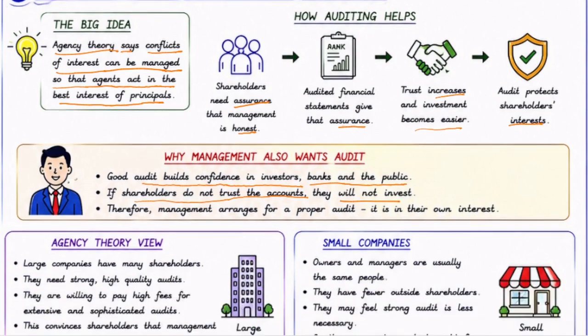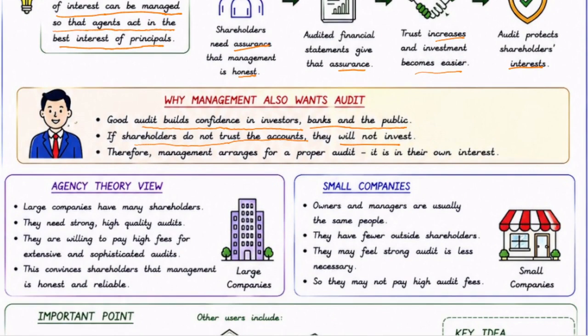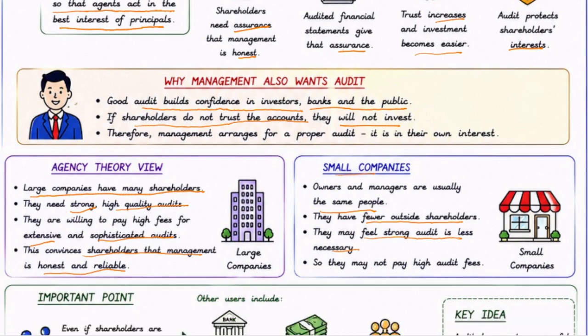So agency theory view: large companies have many shareholders. They need strong, high quality audits. They are willing to pay high fees for extensive and sophisticated audits. This convinces shareholders that management is honest and reliable. Now, owners and managers are usually the same people for small companies. They have fewer outside shareholders. They may feel strong audit is less necessary, so they may not pay high audit fee. That's for large companies and small companies and how they work.